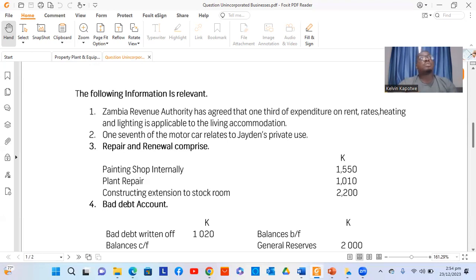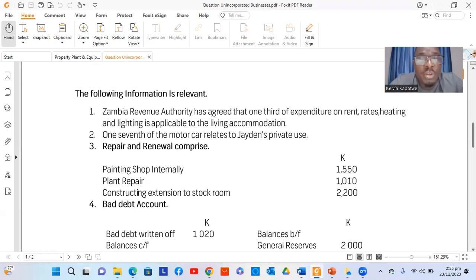Adding value is not replacing a window on a building. Adding value is when you extend a building, for example, so that you can have bigger space to increase your efficiency, create that benefit. So when you're adding value, that may be considered as a capital expenditure and as such must be disallowed.